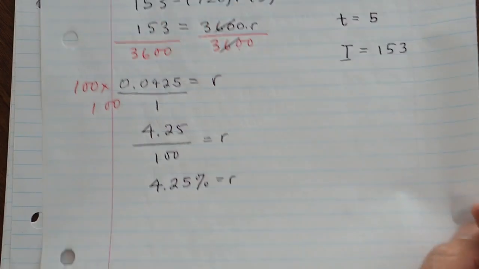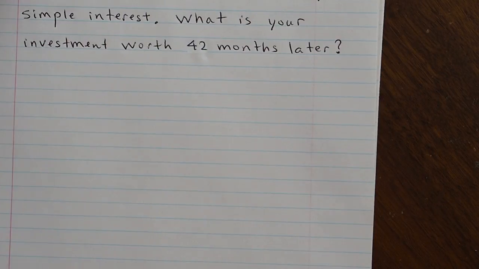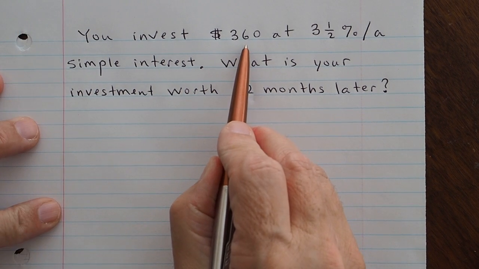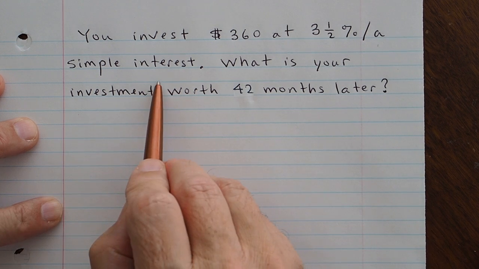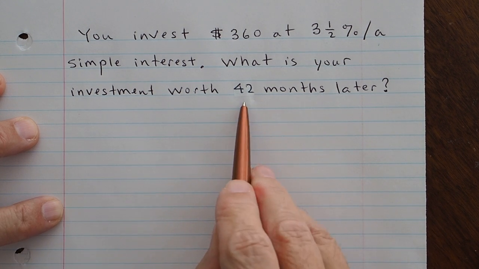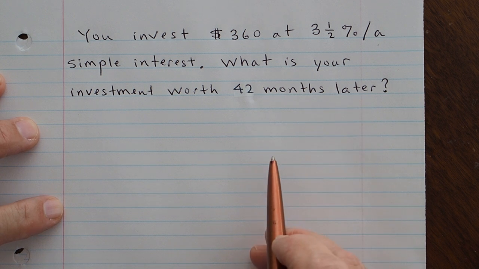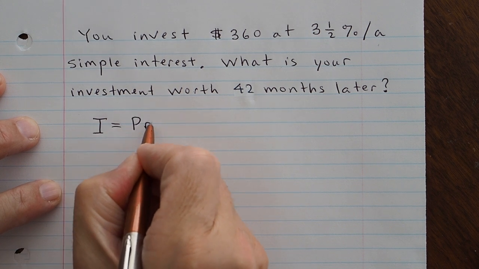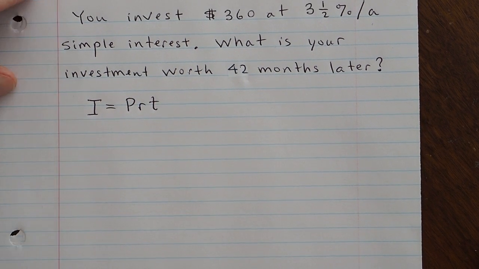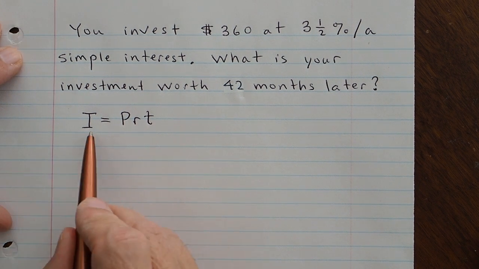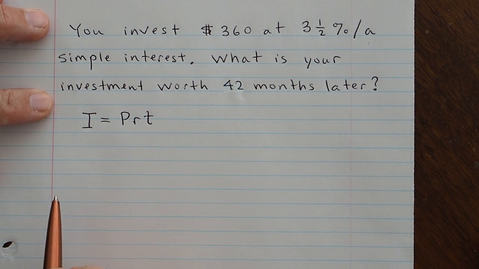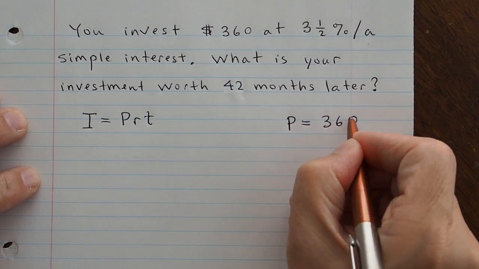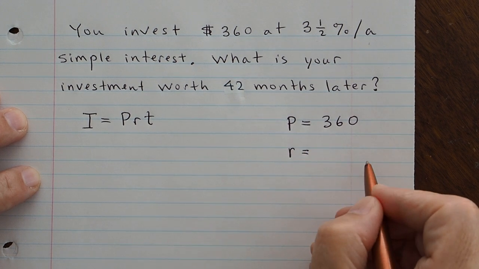Let's try this next example. You invest $360 at 3.5% per annum simple interest. What is your investment worth 42 months later? Very good question. Well, let's write down the formula. I equals PRT, and go over to the margin and try to identify the letter values by reading the problem or rereading if necessary. So over here we have P, which is principal. Well, that's obviously $360.